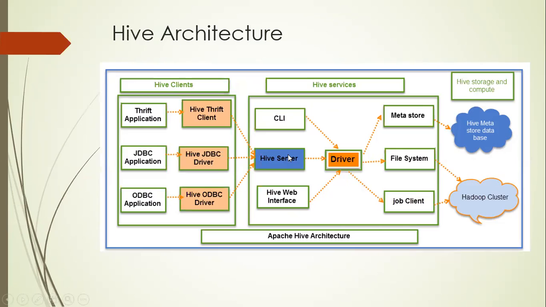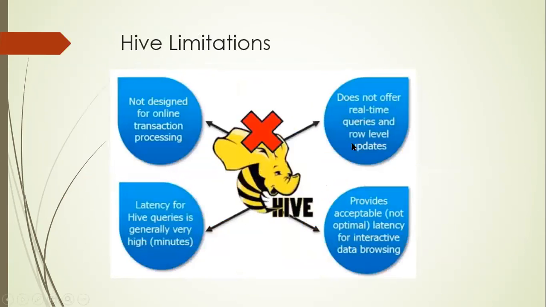And this is the simple Hive architecture, where we have the Hive client, and from the client the request goes to the Hive server. The server executes whatever command is given, and the output gets stored. That is the basic Hive architecture. And there are some limitations of Hive.